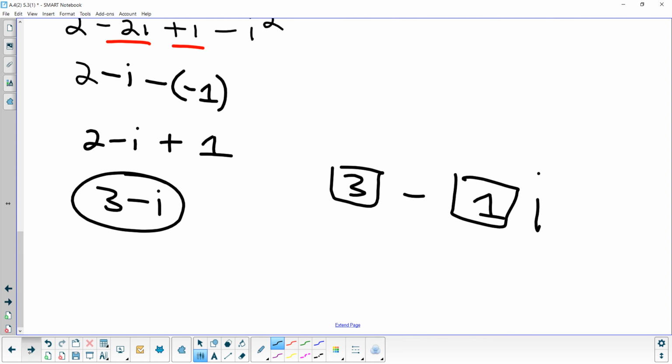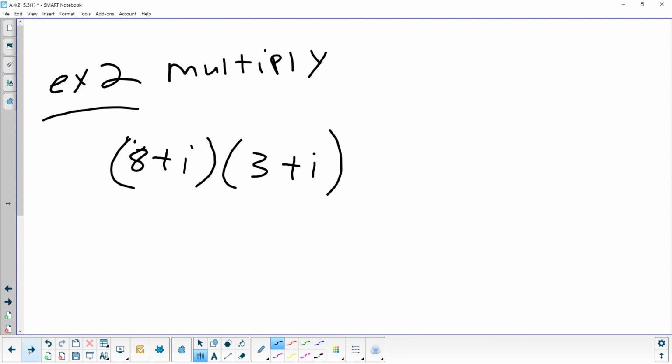All right. Let's try this one. 8 plus i times 3 plus i. Okay. So Lacey, what's the first 2 things we'll multiply? Isn't it 8 times 3? All right. 8 times 3, which gives me 21.